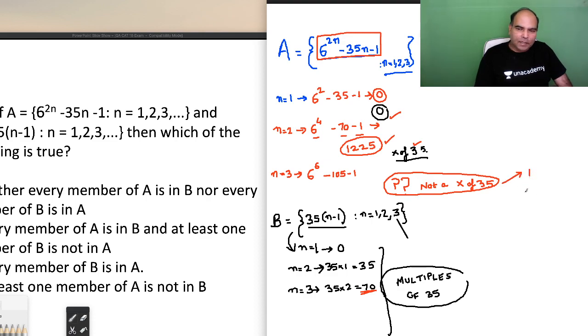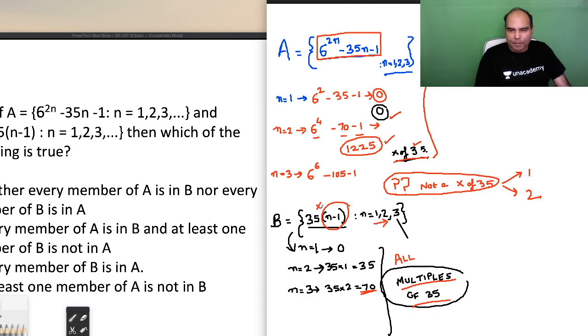And if we cannot find such a number, then it'll have to be option 2. Because if I can't find a number in the set A which is not a multiple of 35, then every member of A will be in B, because B contains all the multiples of 35. B is not just multiples of 35, it is all the multiples of 35, because B is incrementing by 1 every time you increase n by 1.